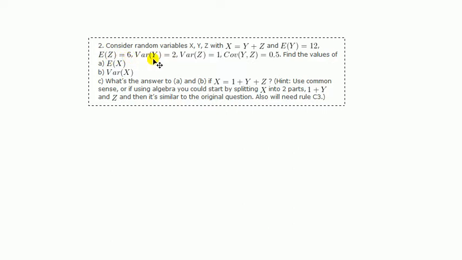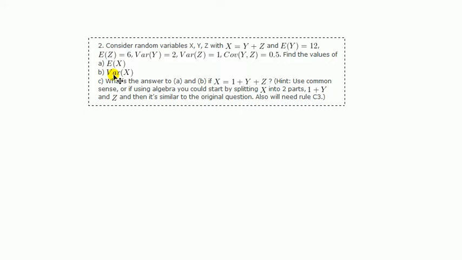The variance of y is 2. The variance of z is 1. The covariance between z and y is a half. And we're asked to find a, the expectation of x, b, the variance of x.